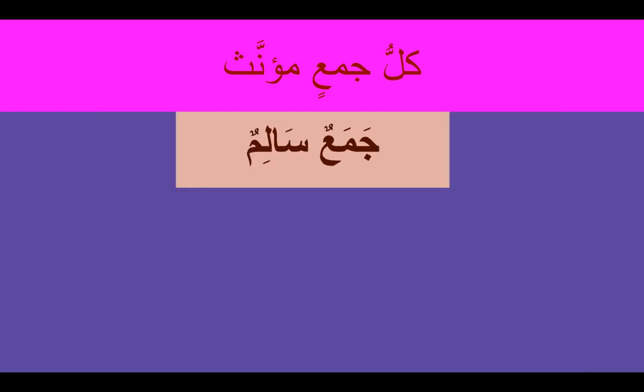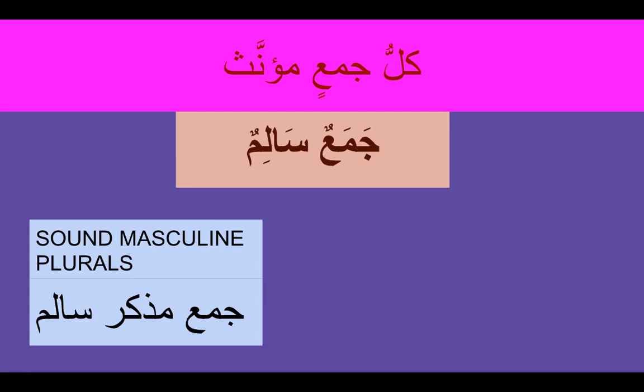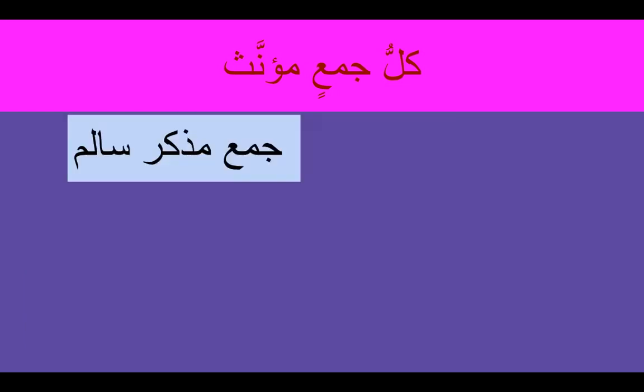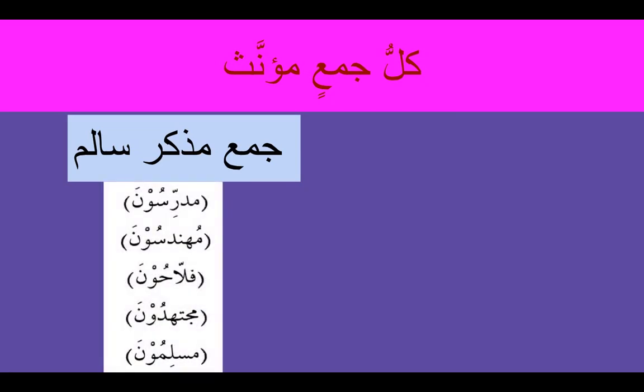And in jam'u salim, we know we got jam'a mudhakkar salim, where you identify una in marfu form, ina in mansoob and majroor form, like muslimuna, muslimina. And we got jam'a muannath salim, where we identified marfu as atun, like muslimatun, and atin as majroor and mansoob form, muslimatin. So these are the plurals for humans, or aqil plurals, jam'a mudhakkar salim and jam'a muannath salim.